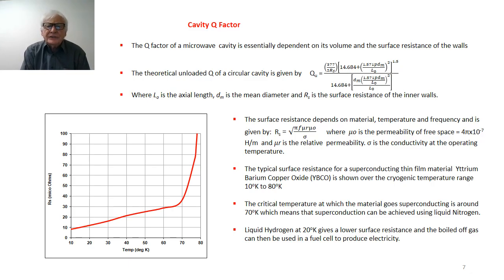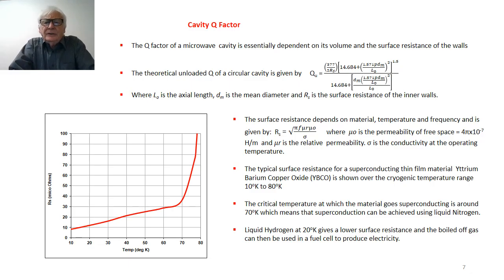Now, if we look at the surface resistance, then this depends very much on the material of the walls, the temperature, and the frequency at which it is operated. And the Q of a cavity can actually vary between 10 to the 4th for a normal room temperature copper cavity to as much as 10 to the 9th for a superconducting cavity operating at very low temperatures.